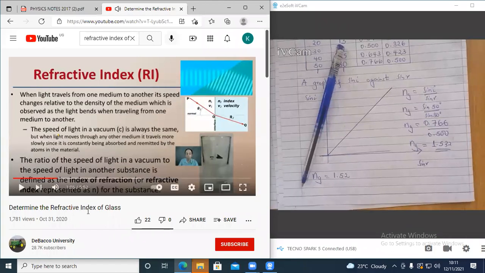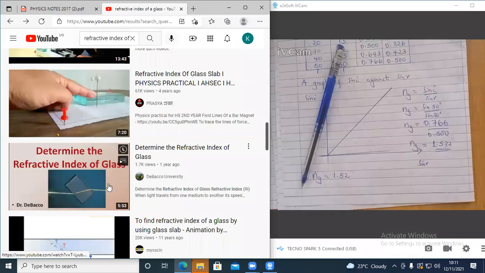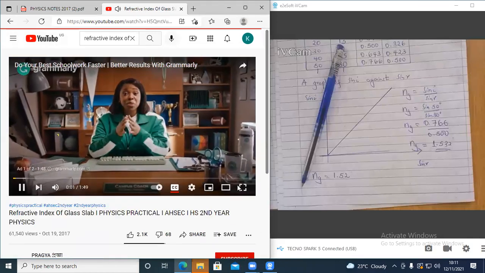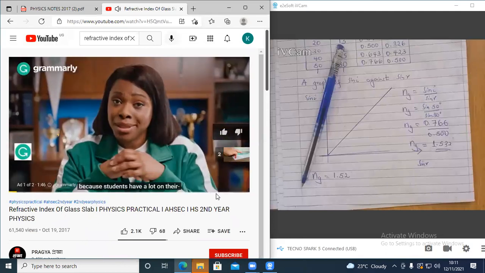Members, are we together? Members, are you following? Yes, teacher. This one is just repeating the theory that we have looked at. Let me give you another one. I want the one which goes straight to the experiment, which is this one here.